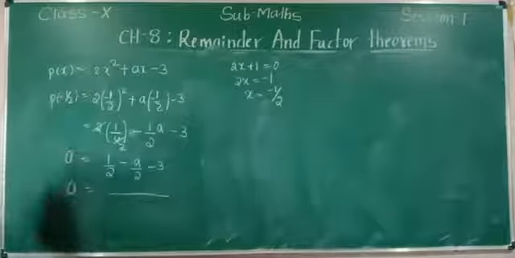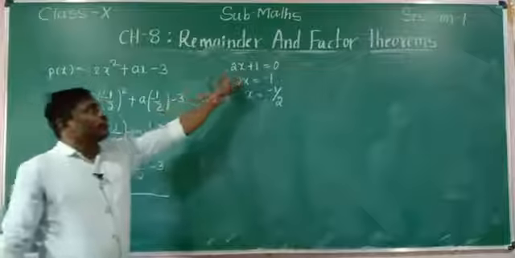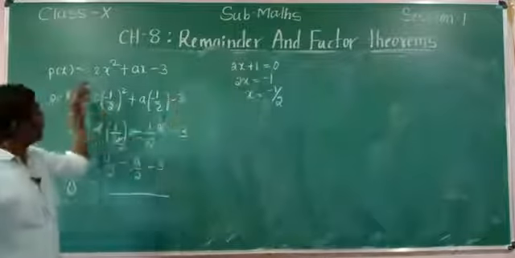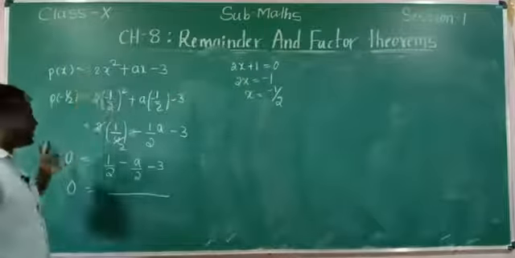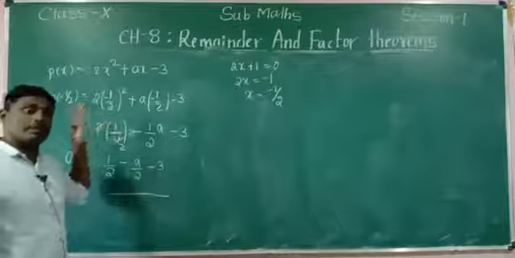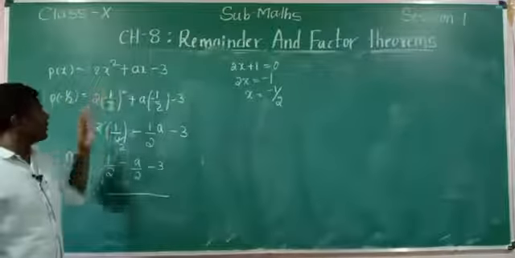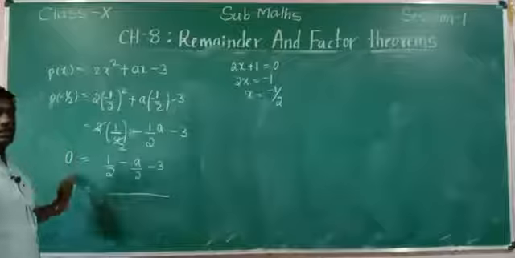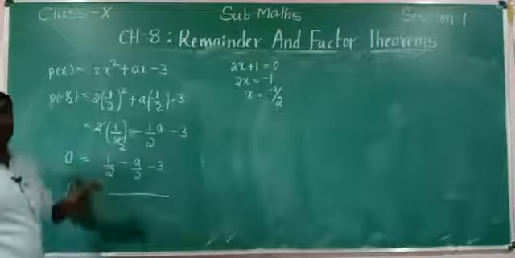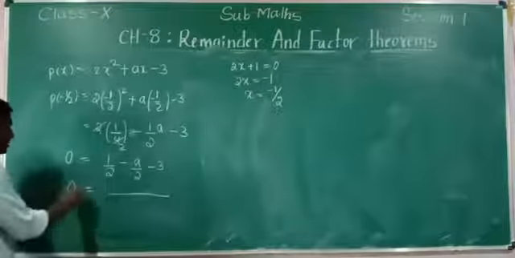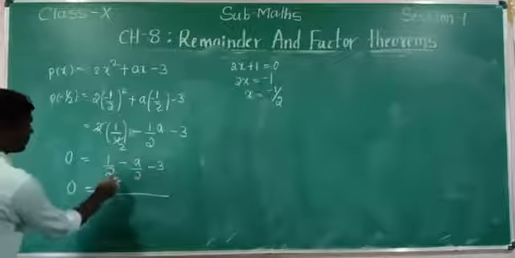It is already 0, because 2x plus 1 is a factor of the given expression. If it is a factor of the given expression, the whole value of the expression becomes 0, right? The whole value of the expression becomes equal to 0. Okay, so take the LCM.